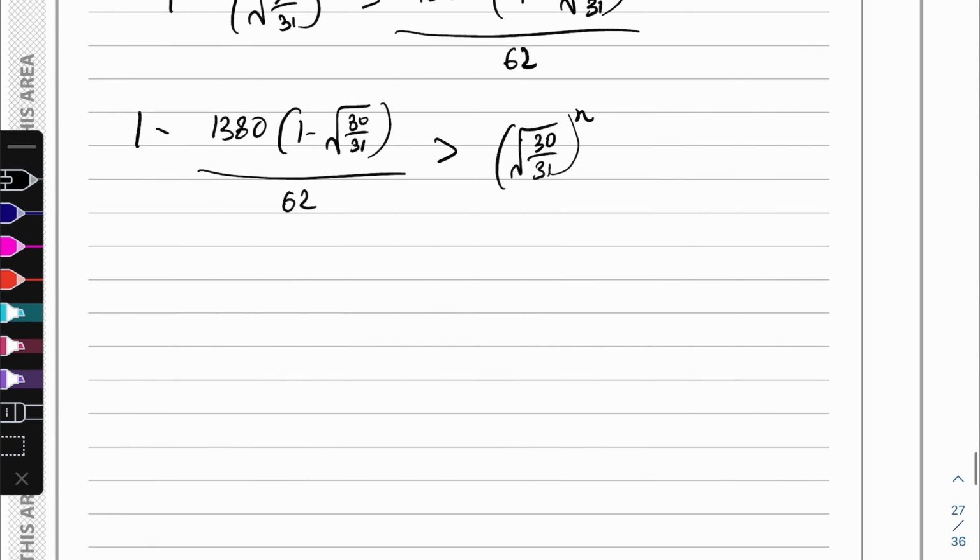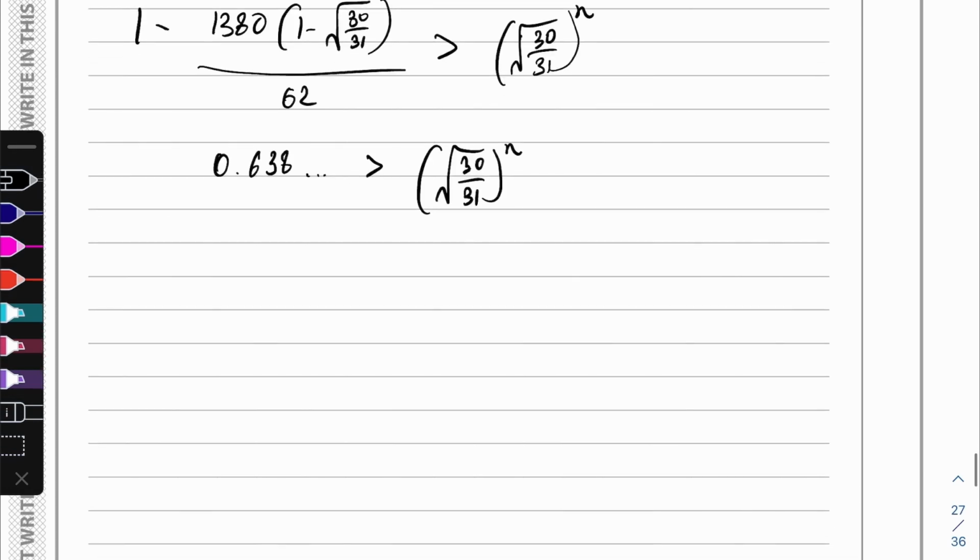So this is 1 minus 1380 bracket open, 1 minus root 30 over 31 bracket close, all over 62, or just that particular term over 62 gives us 0.638, and it keeps on going. Yeah, it keeps on going. Let's stick with that. So this is equal to root 30 over 31.